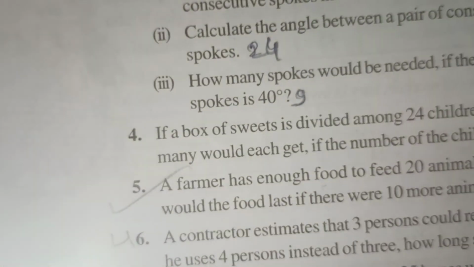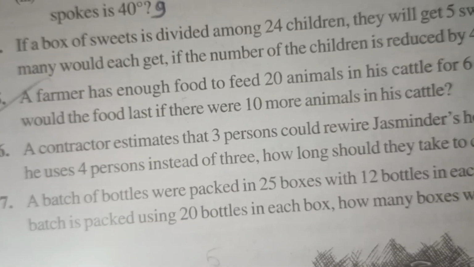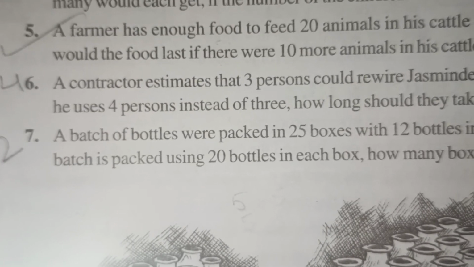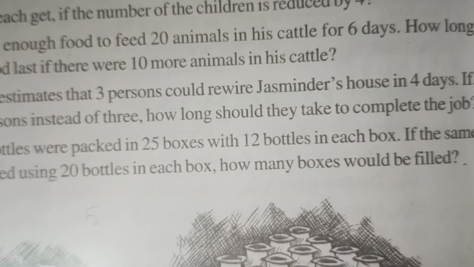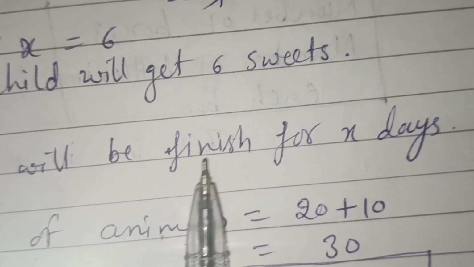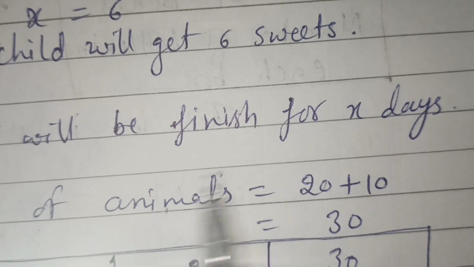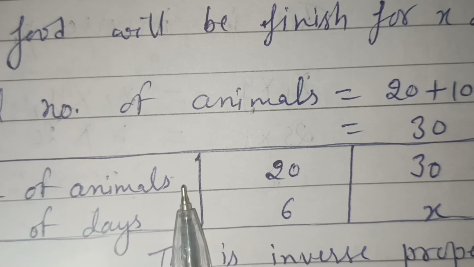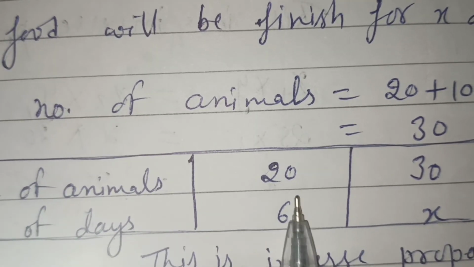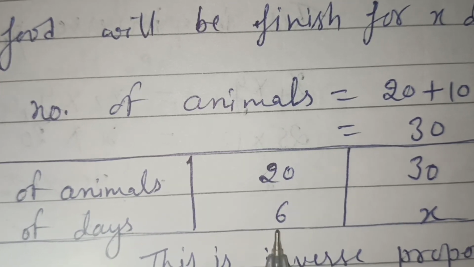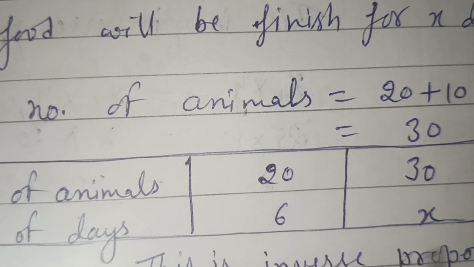Now in question number 5, a farmer has enough food to feed 20 animals in his cattle for 6 days. How long would the food last if there were 10 more animals in his cattle? So let the food be finished in x days. Total number of animals will now be 20 plus 10, that is 30. Number of days is 6. Now the number of animals has increased, so the food will last fewer days.